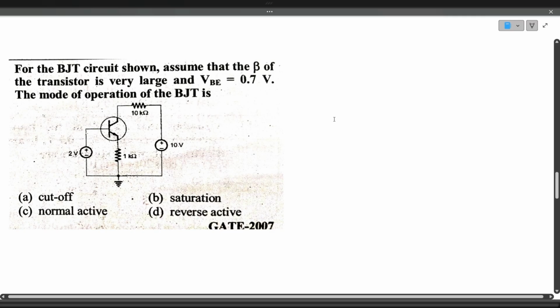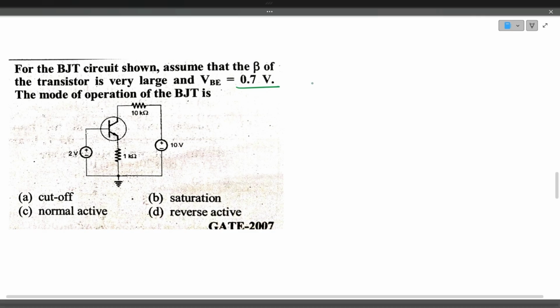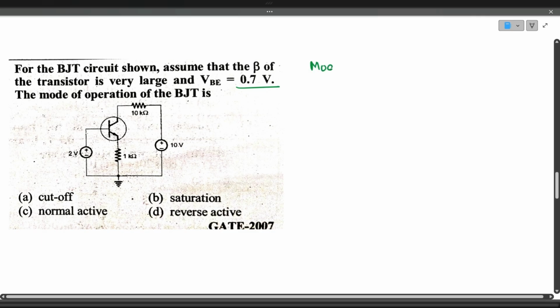For the BJT circuit shown, assume that the beta of the transistor is very large. VBE, the base emitter voltage, is 0.7 volts. The mode of operation of the BJT is? He's asking for the mode of operation.